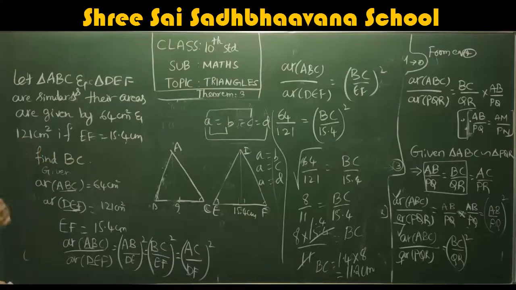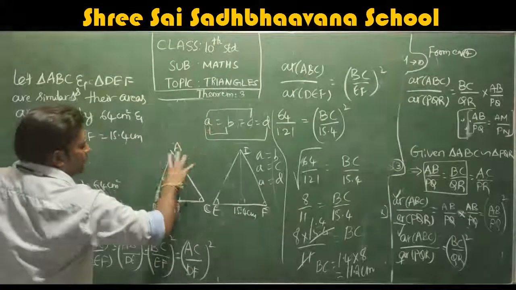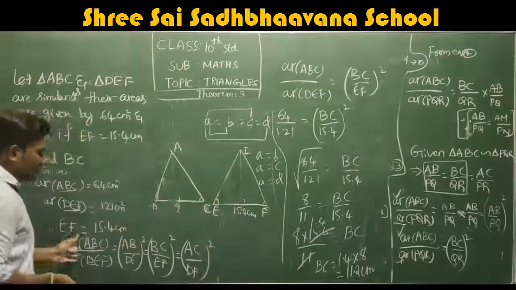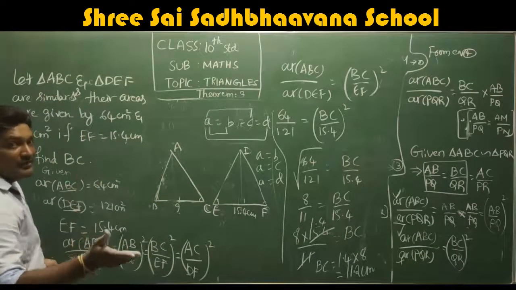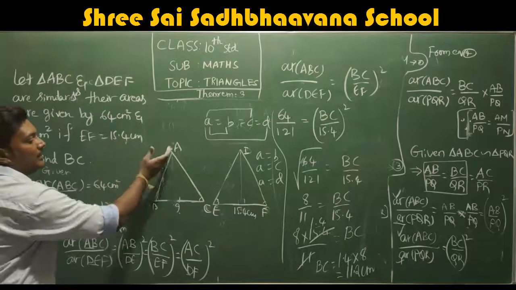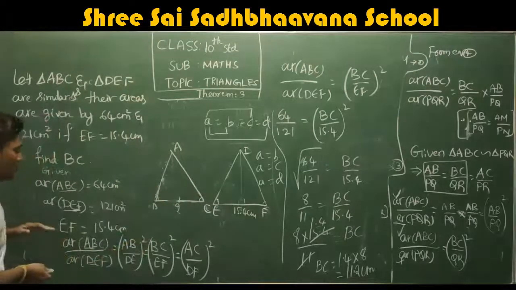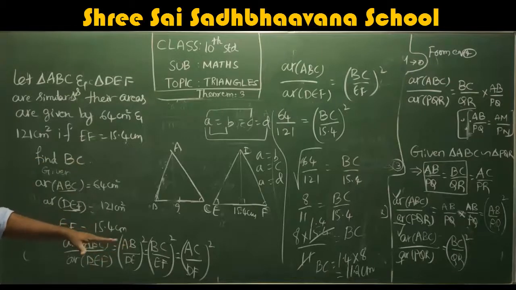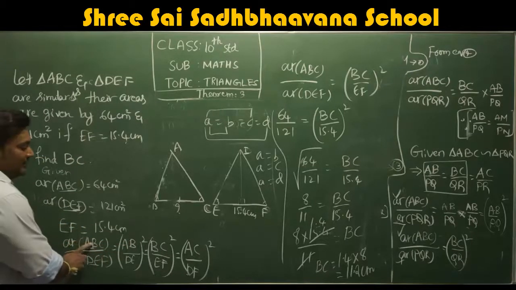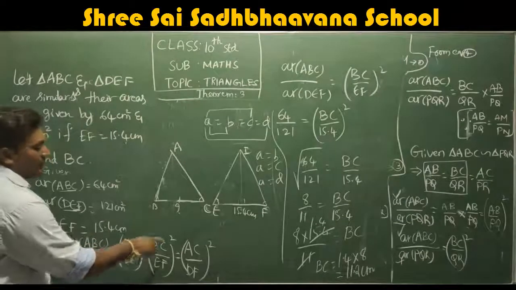And now these two triangles, if I consider the ratio of area of triangle ABC and DEF, means area of triangle ABC by area of triangle DEF should be equal to the square of the corresponding sides. It means AB by DE whole square, as I told you, AB corresponding side DE, so whole square, BC corresponding side EF whole square, and AC corresponding side DF whole square. According to the theorem, I wrote it. After writing that, you observe this is equal to this, equal to this, equal to this.